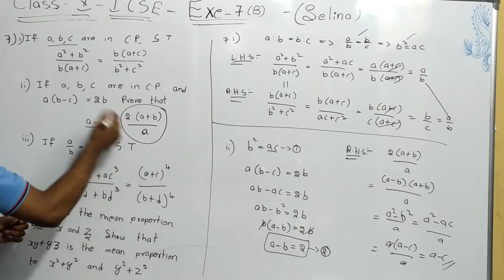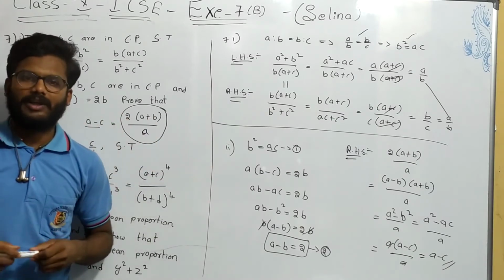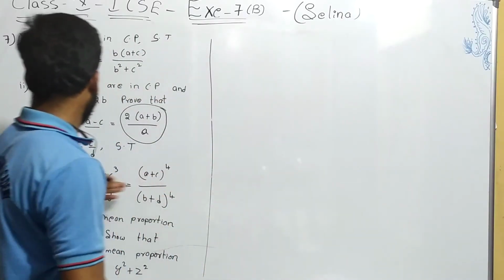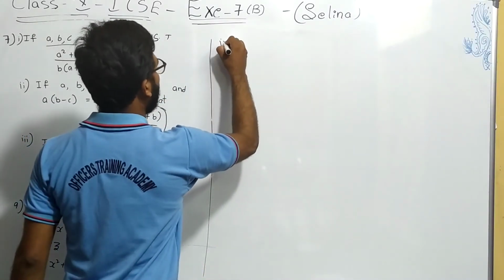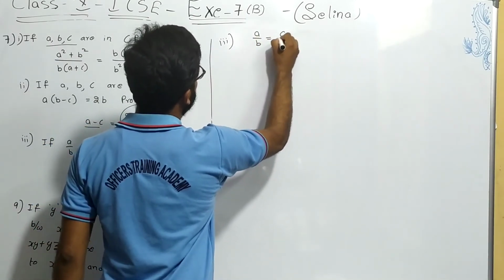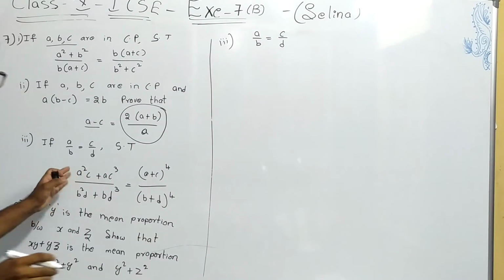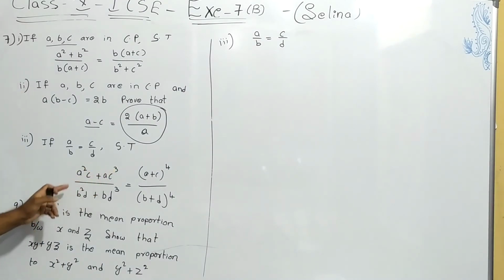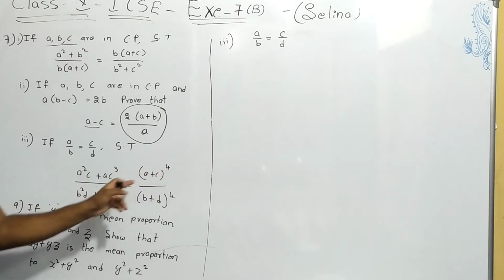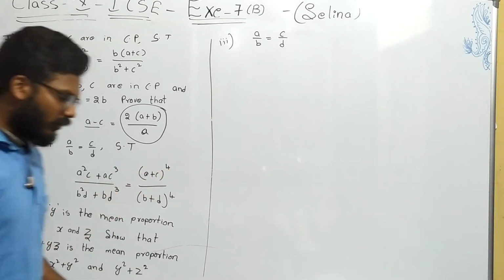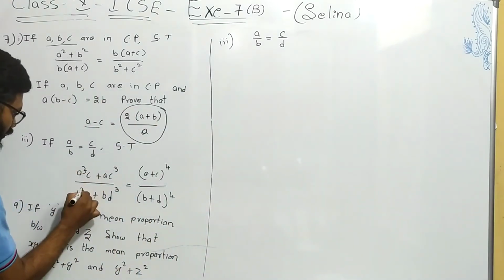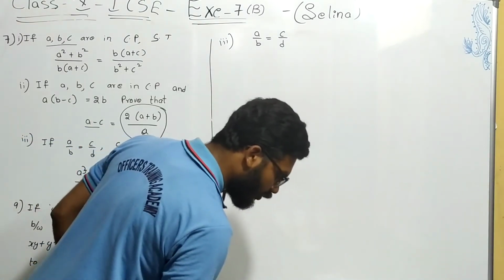Therefore, A minus C is equal to 2 into A plus B by A. Next, third one. Given A by B is equal to C by D, we have to prove (A square C plus AC cube) by (B square D plus BD cube) is equal to (A plus C) whole power 4 by (B plus D) whole power 4. We have to prove this one, right? Sorry, A cube C. Here also B cube D.